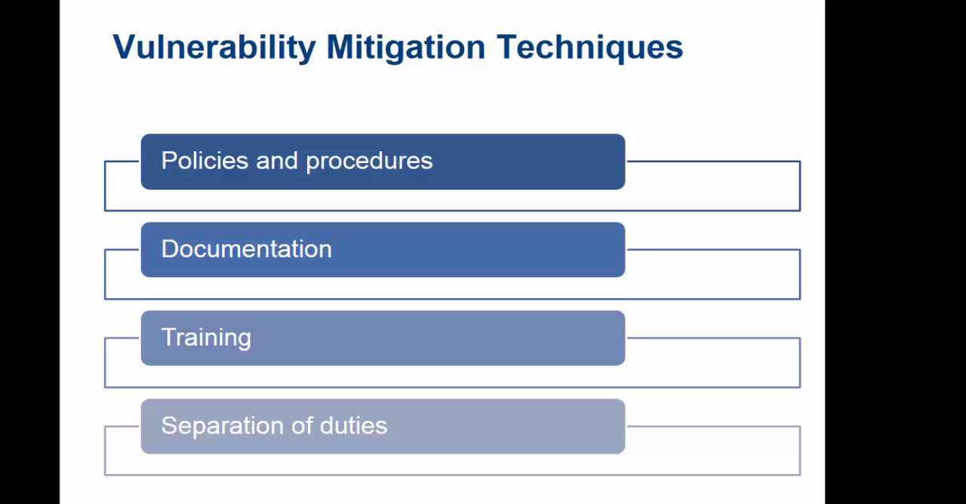And so we're going to talk about the policies and procedures on the vulnerability mitigation techniques. Written policies and procedures provide standards. These standards make it clear what should be implemented and how. Many organizations start by creating a security policy, as mentioned earlier, and you should review the policies and procedures on a regular basis to see if they are effective and if they're working.